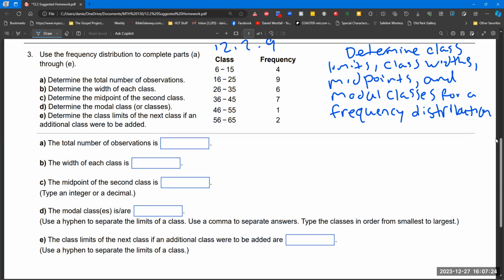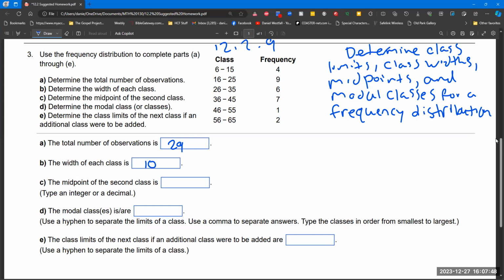4 plus 9 is 13, plus 6 is 19, plus 7 is 26, plus 1 is 27, plus 2 is going to be 29. You can add those all up for yourself. I believe that's correct. Yes. The width of each class is 10.